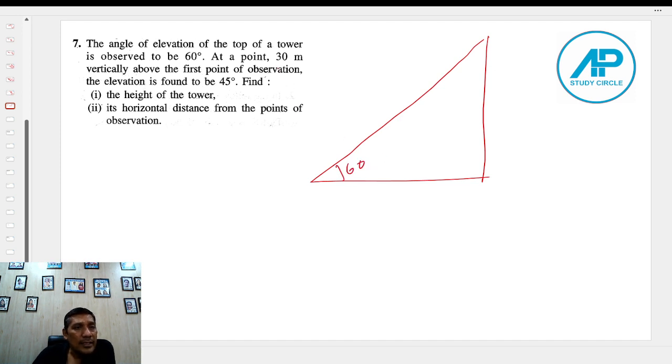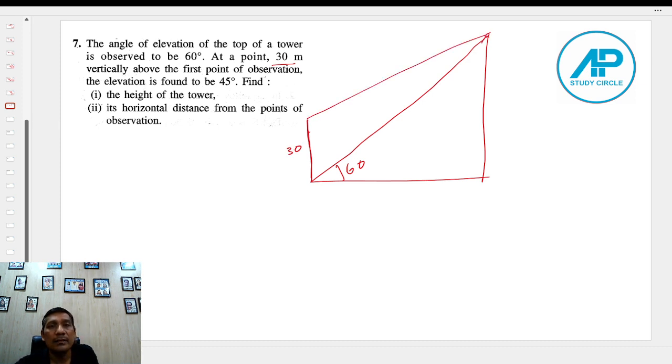A point 30 meters. I told you in the previous video, there are three cases to change the angle. Either I move towards the tower, away from the tower, or vertically upward. So I am moving vertically upward. How many meters? 30 meters. And I simply join this. And the second angle is 45.